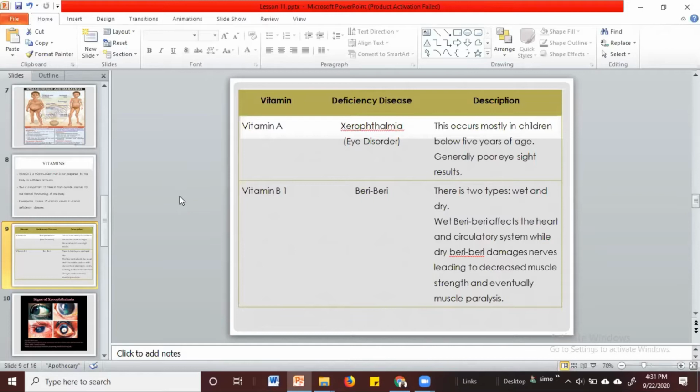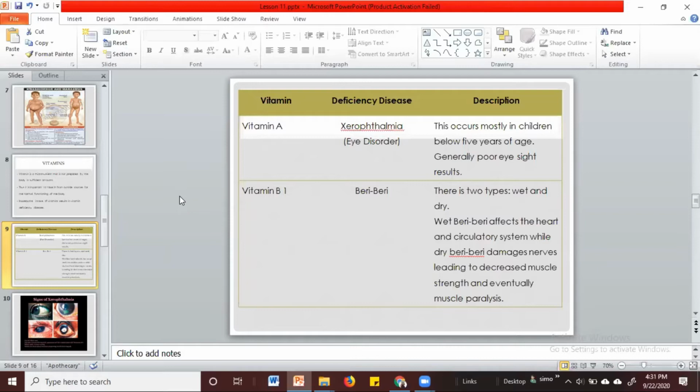Now, what happens with this disease is that it occurs mostly in children below the age of 5. And basically, with the disease, you have very poor eyesight. That is what happens in the disease. Now, the next vitamin, vitamin B1. If you don't have enough vitamin B1, you're going to suffer from a disease called beriberi.